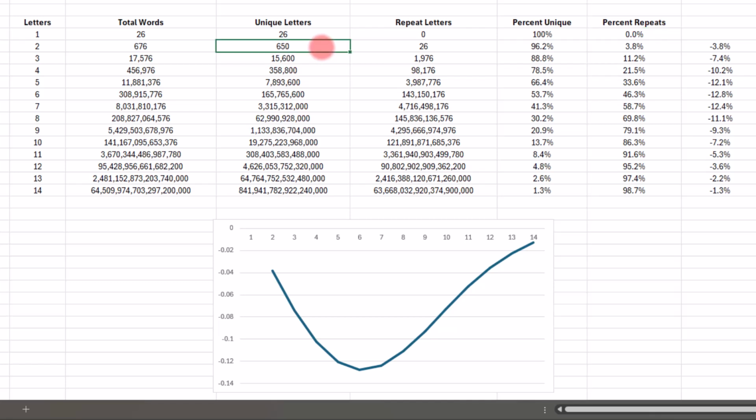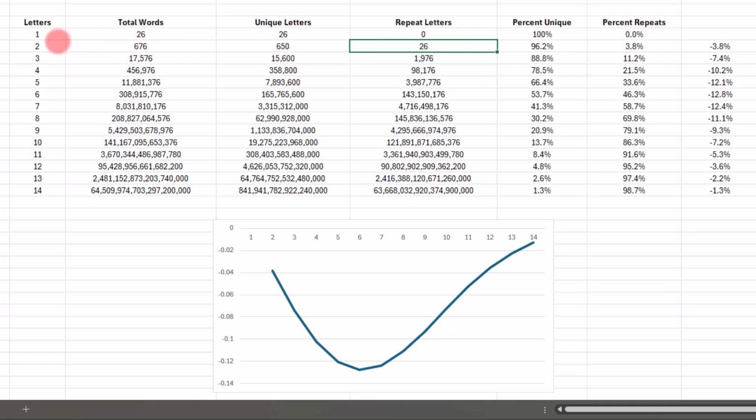So here we're just going to take 26 times 25. So if we were going to construct a unique word, we would have 26 letters to choose from our alphabet for the first letter, but then we would only have 25 letters to choose from for the second if we didn't want to have repeats. So if there's 676 total words we can create and 650 unique ones, there must be, the difference between them, 26 different words that have repeat letters. So now we've dropped down to 96.2% that are unique, or 3.8% that will have repeated letters.